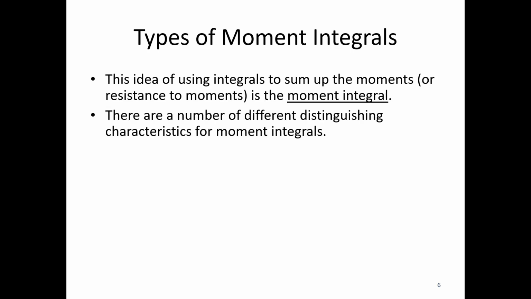So there's a number of different distinguishing characteristics of these moment integrals. We can do it in 1 dimension, 2 dimensions, or 3 dimensions. That depends on our problem. We use the context to determine how many dimensions we need to use. Our force was actually spread out in 1 dimension before, so it was just spread out over a single line along our beam. We can also have forces spread out over a surface, that'd be 2D, or forces distributed through a volume, like a gravity force, which is going to affect every part of the body, and so that'd be a 3D moment integral.